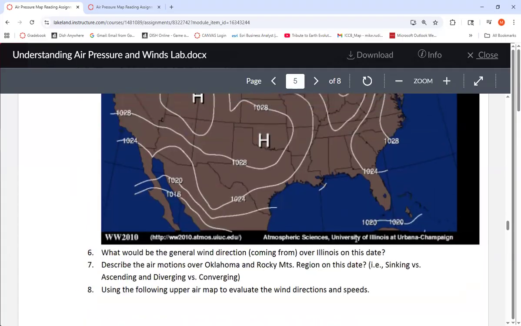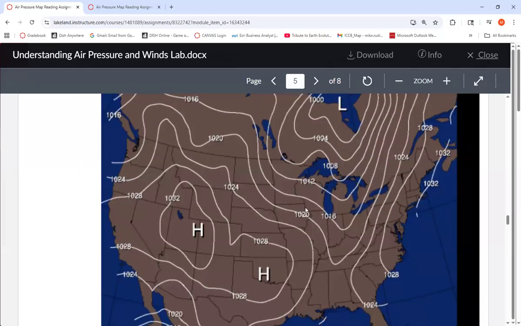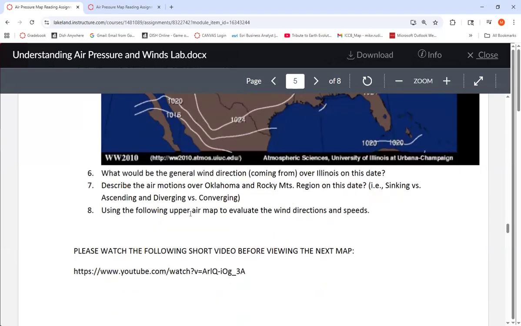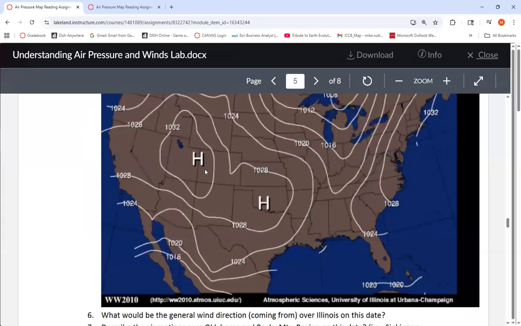So question 6, it says, understanding how highs and lows are moving, if you were in central Illinois, in the middle of the lows over Canada and the highs to the southwest, what would be the general wind direction and where would the air be coming from? Okay? So describe the air motions over Oklahoma.